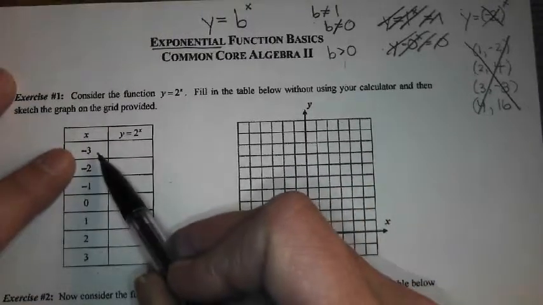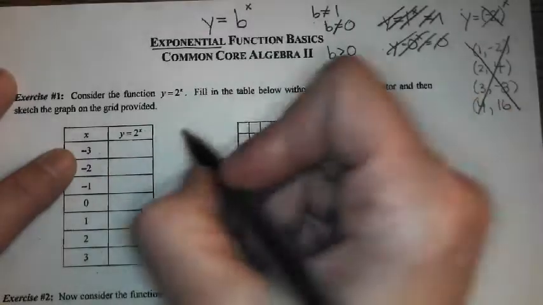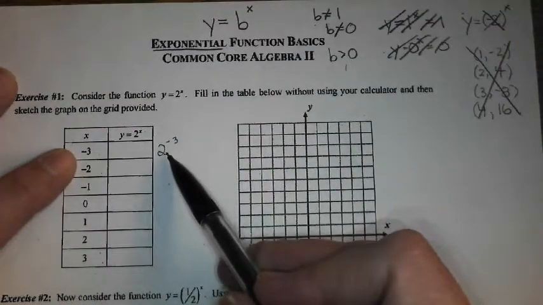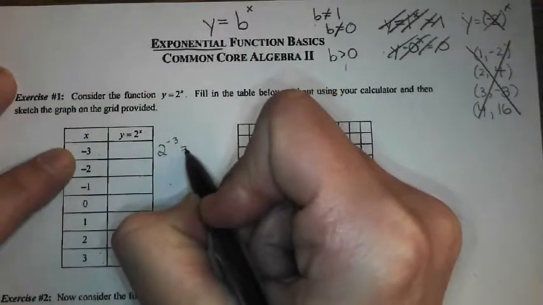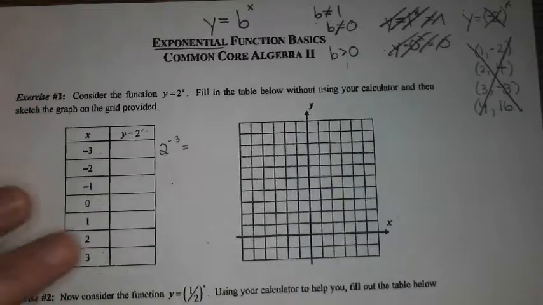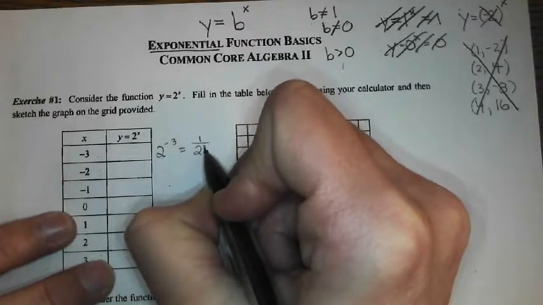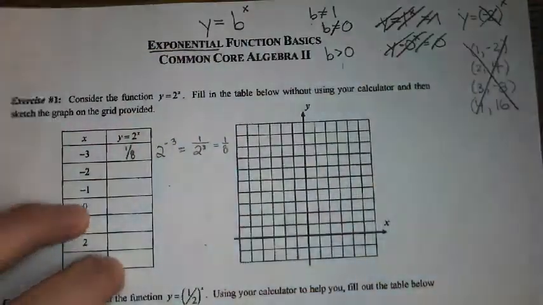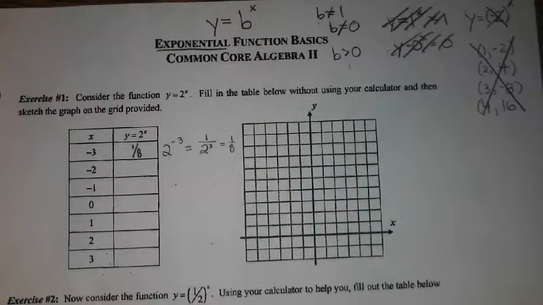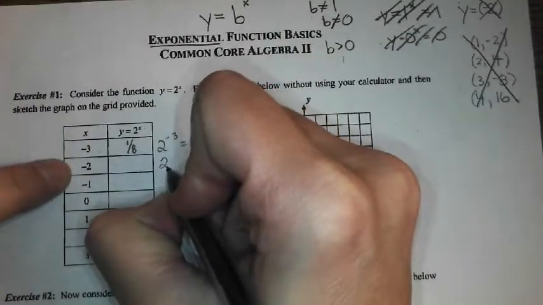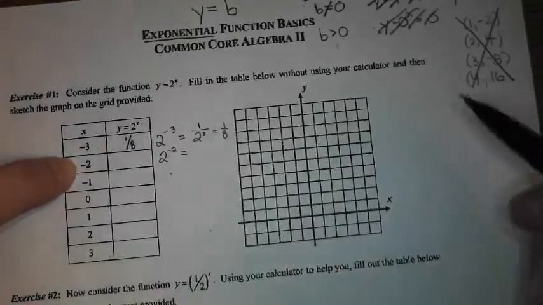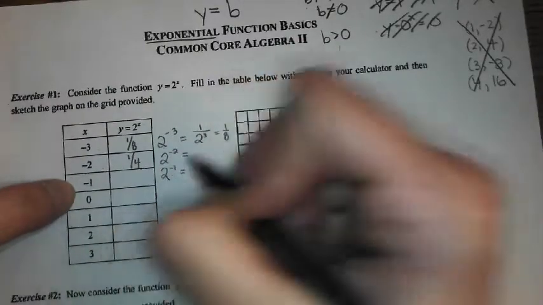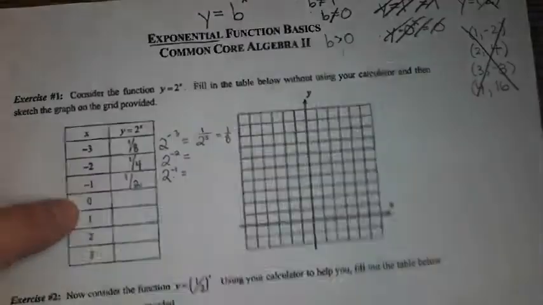So if x is negative 3, and I'll do this over on the side, you have to remember your exponent rules. If I plug in an x of negative 3, 2 to the negative third power is the same as what? How do you handle negative exponents, Andrew? 1 over 2 to the third power, which is 1/8. So there's a point. Negative 3, 1/8. What about negative 2? What's 2 to the negative second power? 1/4. 2 to the negative first power? 1/2.